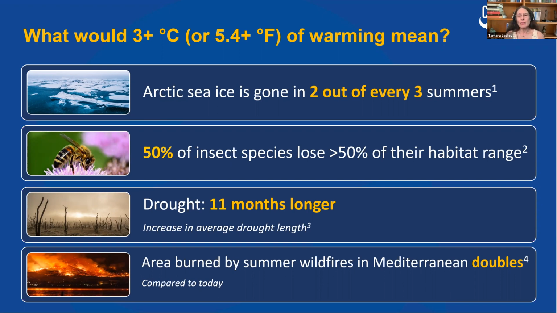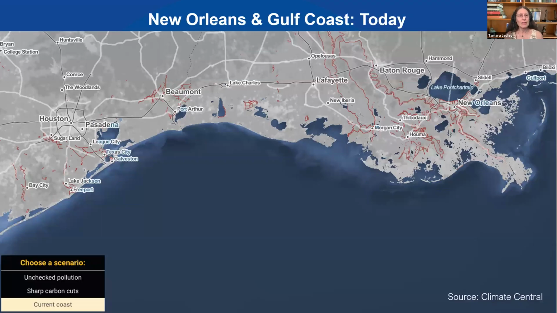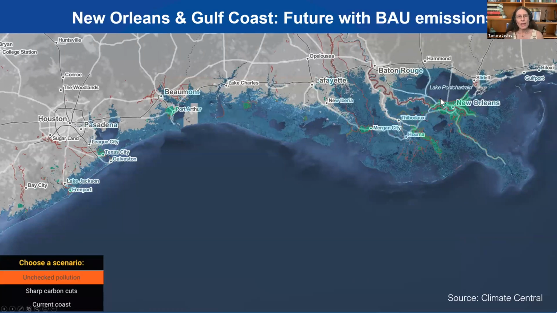Another feature that's impacted is sea level. Sea level is rising. And so this is the New Orleans Gulf Coast today. And so you can see here's Houston, Texas, and New Orleans over here, with an increase of 4 degrees Celsius. All of this area would be completely underwater.